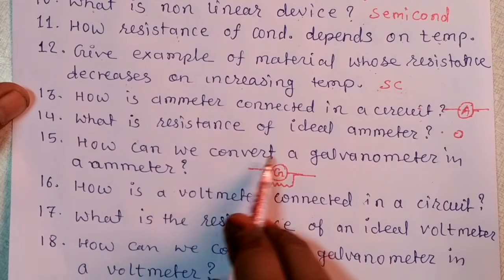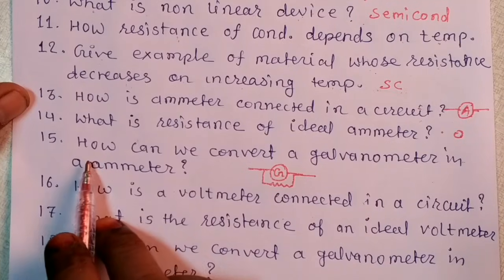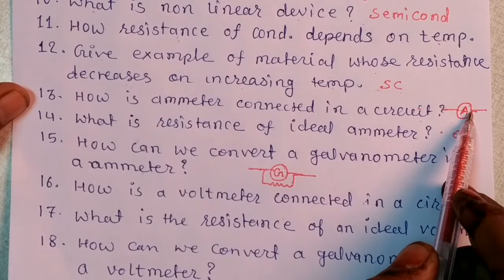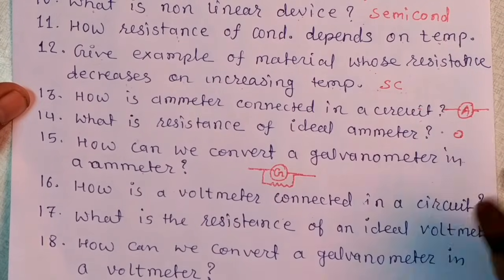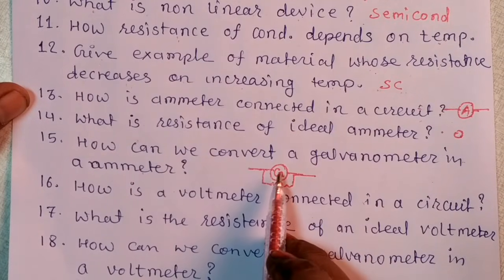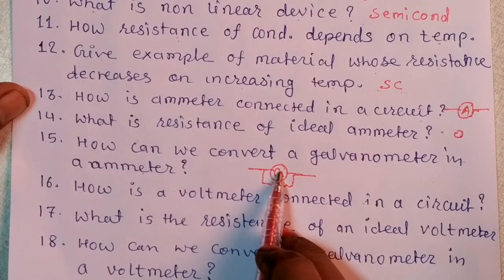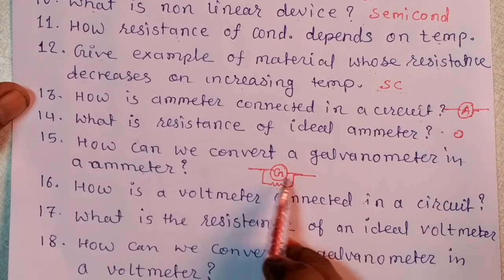How can we convert a galvanometer into an ammeter? Since an ammeter is connected in series, its resistance should be as low as possible. That's why, to convert a galvanometer into an ammeter, a low resistance is connected in parallel with the galvanometer.